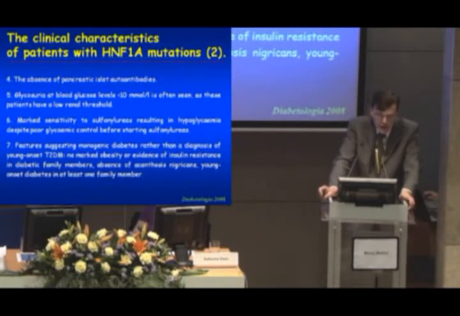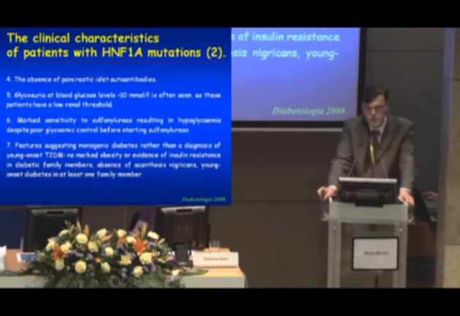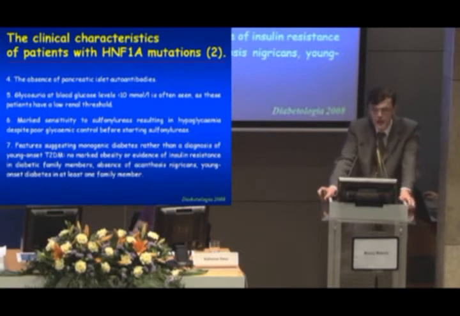The other typical clinical characteristics of HNF1 alpha MODY patients include the absence of pancreatic islet autoantibodies, glycosuria at blood levels below 10 millimoles. I think it is important to remember about that. There were reports from several countries on this issue. From Germany, this was the first one actually by Stefan Menzel, then the reports from the UK and also from this country.